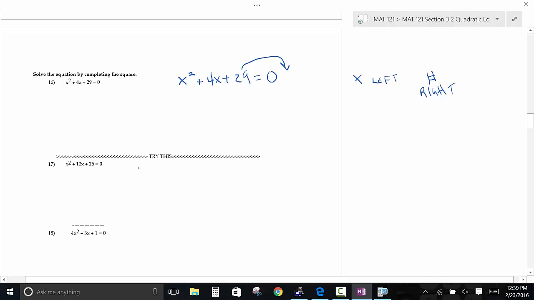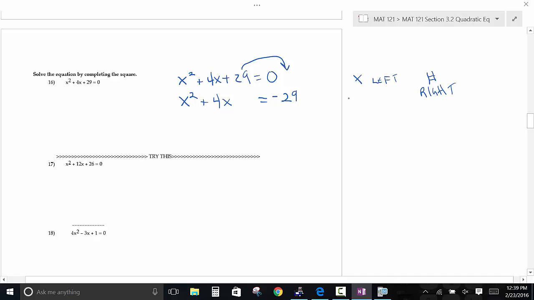Now we're using a method here that's called completing the square. So what we're going to do is, that's x squared plus 4x. Leave a little gap there because we're going to do something there. And then when you move that, that becomes negative 29. That's the way you always want to start these problems: x's together, both of them together, and then the number on the other side.